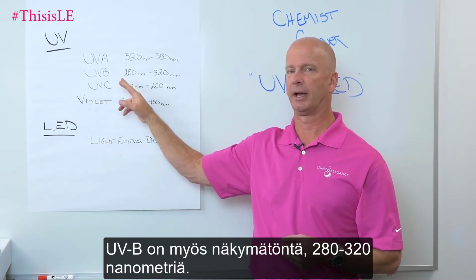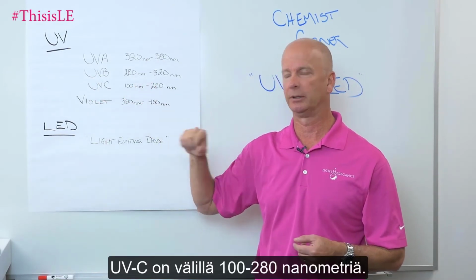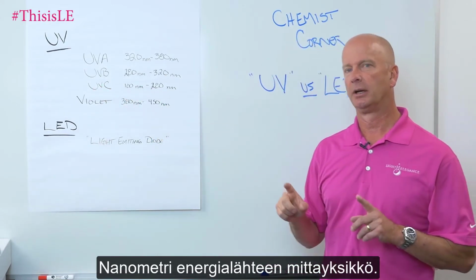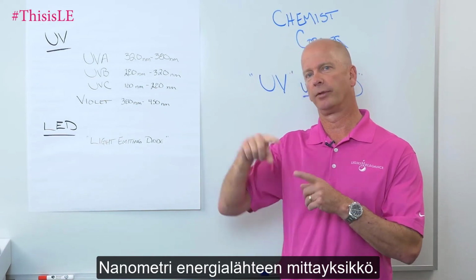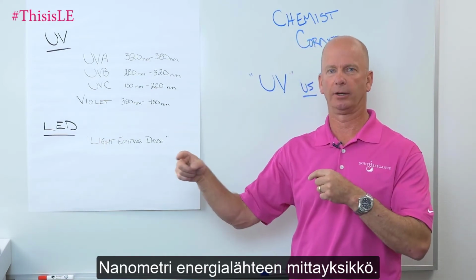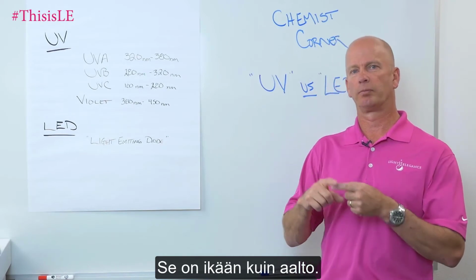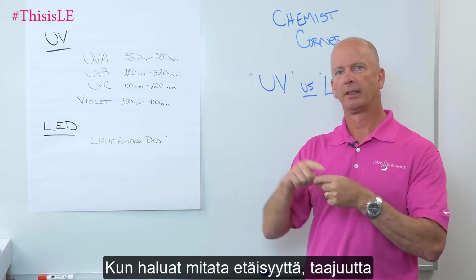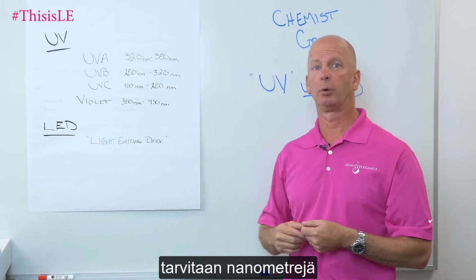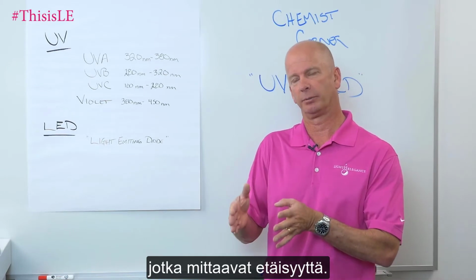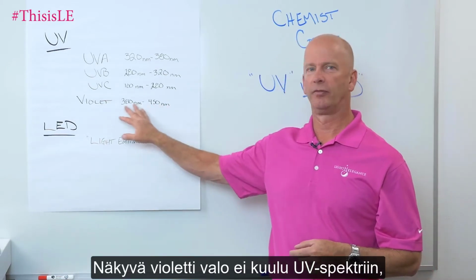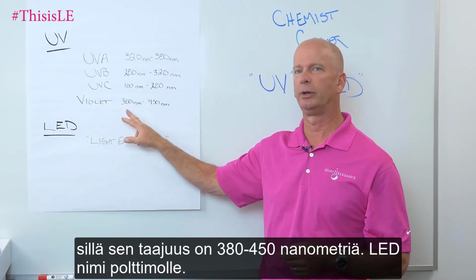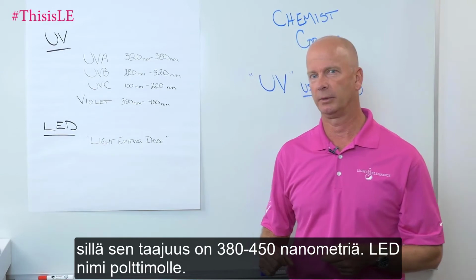UVB, certainly can't see that, is 280 to 320 nanometers. And then UVC is 100 nanometers to 280 nanometers. Nanometers is the measurement of the peak-to-peak length of that energy source. It's like waves out on the ocean or waves in a lake. If you measure that distance, that frequency winds up being called nanometers. And the violet spectrum, by the way, is not in the UV wavelength. That's 380 nanometers to 450 nanometers.